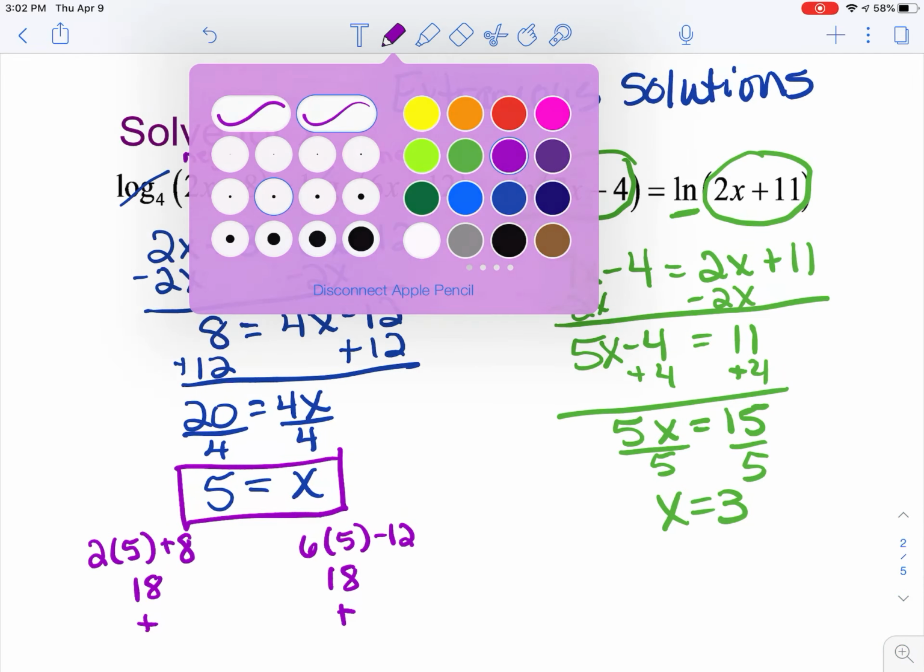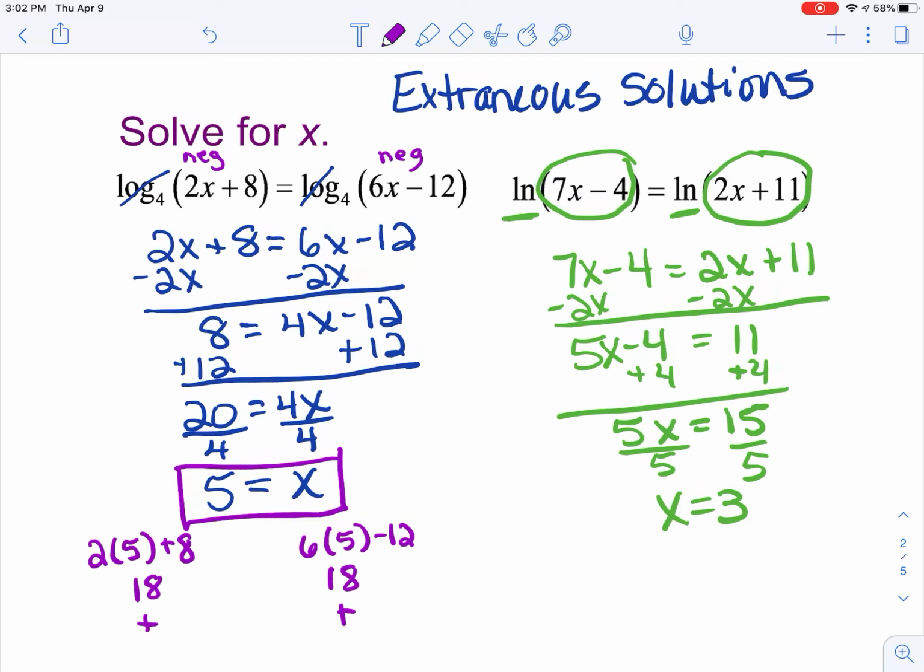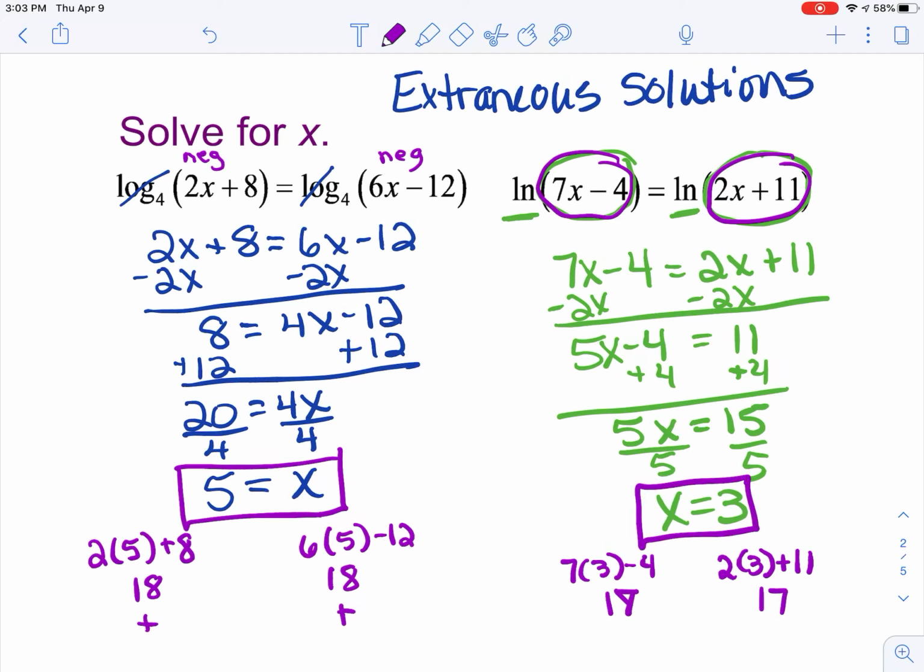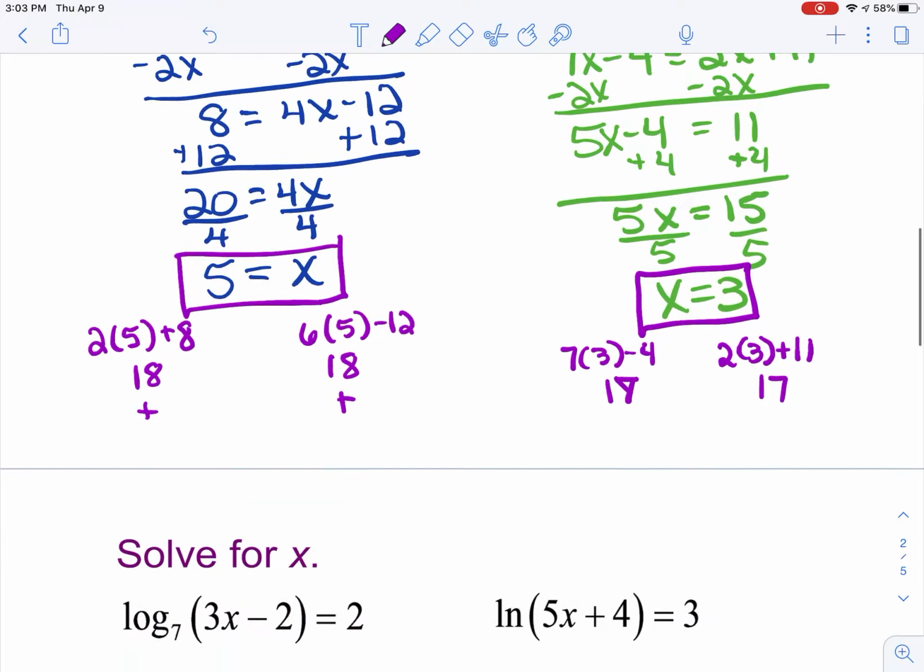So now we need to make sure that these are not negative right here. So if I put in a 3, 7 times 3 minus 4, 21 minus 4 is 17. And then 2 times 3 plus 11, 6 plus 11 is 17. x equals 3 is our answer. All right, not too bad there. That's very nice when you have one log on the left equal to one log on the right.